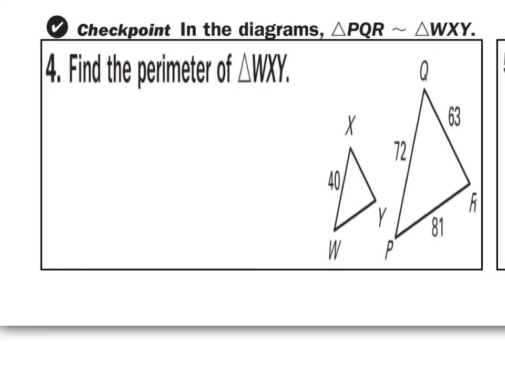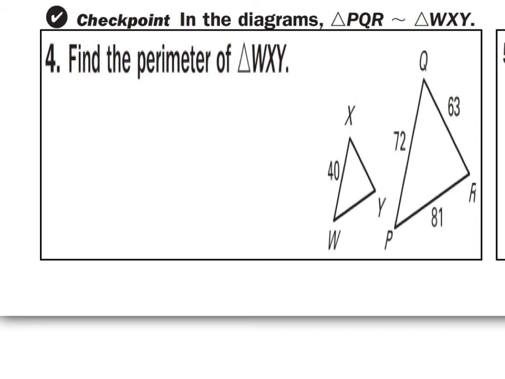Okay, let's take a look at this one now. Again, I'm going to do this the same type of way. So I look here, it says that PQR is similar to WXY. Alright, so I know that they're similar, so I know I can find a scale factor. Well, I've got two sides here that are in the same position, 40 and 72. So I'm going to say 40 over 72. That's going to be my scale factor. If I reduce that, my scale factor is 5/9.